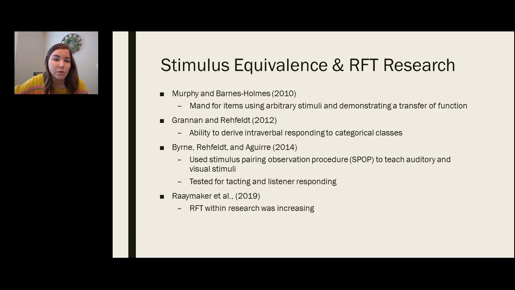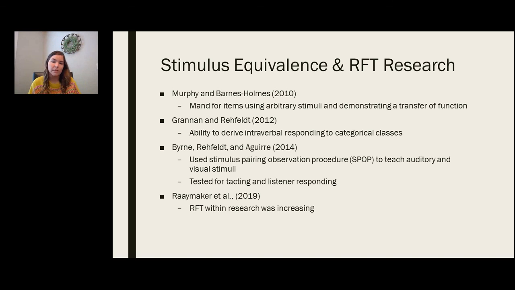In 2012, children with ASD demonstrated the ability to derive intraverbal responding to categorical classes following a category-tagged and matching-to-sample procedure. In 2014, they used a SPOT procedure to teach auditory and visual stimuli, and then tested for tacting and listener responding. The stimulus pairing observation procedure paired with multiple exemplar training was shown to be effective in that study.